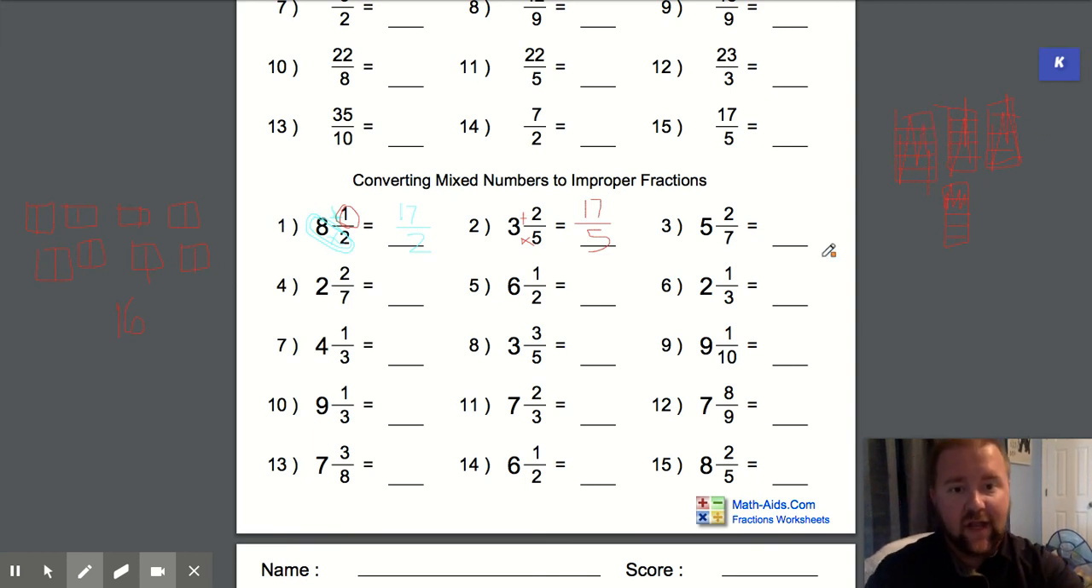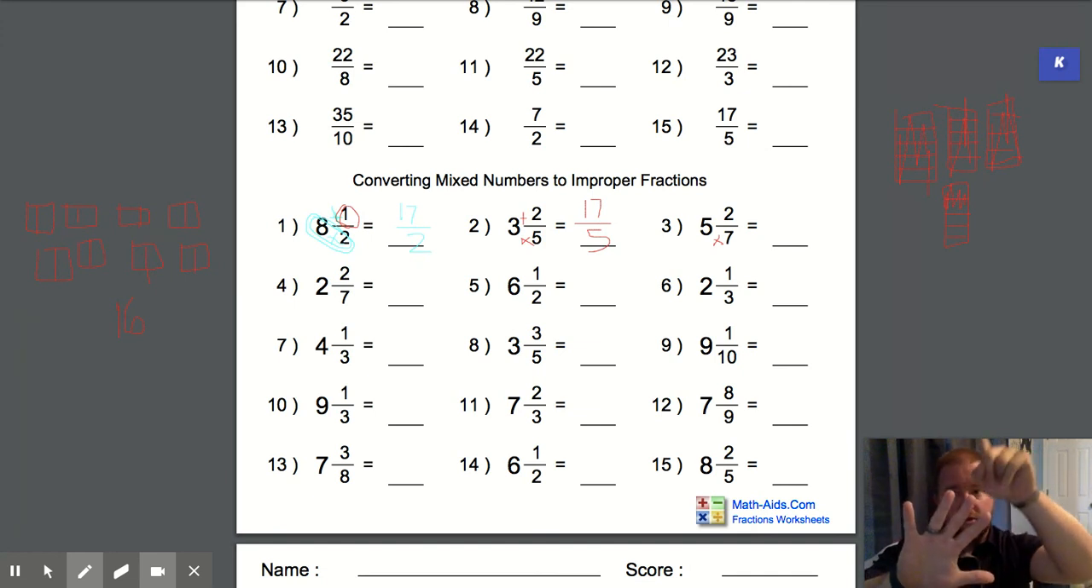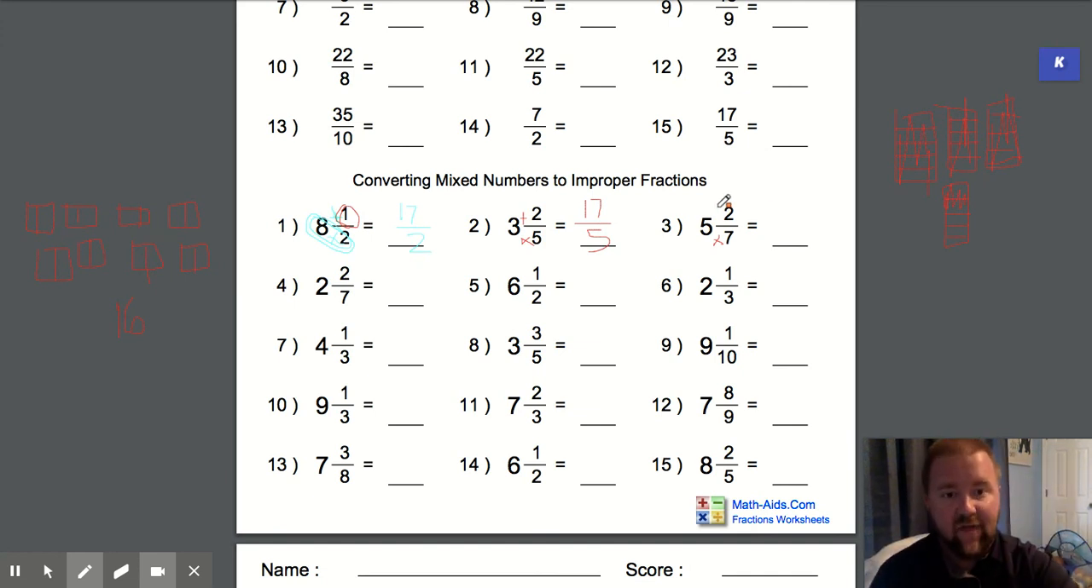All right. So then again, 5 times 7 is 35. I'm not going to draw this one because that would be a lot of drawing, but just know that there's 5 wholes, like your fingers, and each has 7 parts. So 7, 14, 21, 28, 35. And then 2 here makes 37 over 7, which means we would have 37 sevenths if we did that.